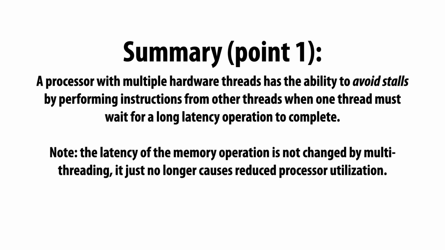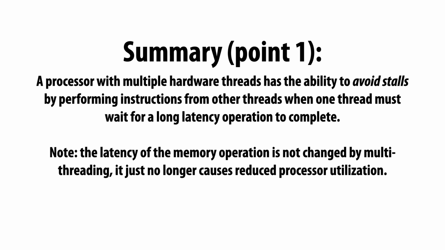Okay, so let's summarize. A processor with multiple hardware threads has the ability to avoid stalls by performing instructions from other threads when one thread must wait. This is a really simple idea. Basically, it amounts to: if you can't make progress on one thing, go do something else. Also keep in mind that multi-threading does not reduce the latency of memory access. In all of my examples, latency remained 12 cycles out to memory, regardless of how many threads I had, or regardless of what program I was running. Multi-threading only hides the effects of latency, the potential stalls, by doing something else when the processor would otherwise be waiting around.